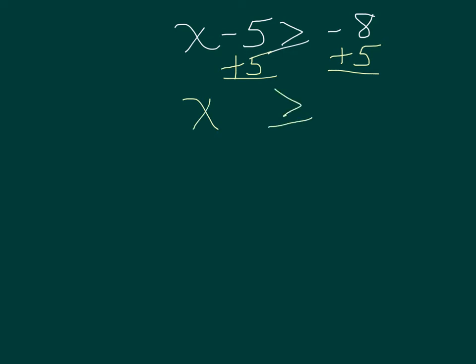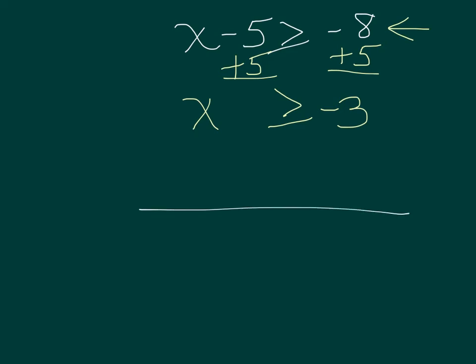What is negative 8 plus 5? Remember, the signs are different. So we subtract the numbers. 8 minus 5 is 3. And we keep the sign of the larger absolute value, of course. Larger number, which is 8. So we'll keep the sign of that. It's negative 3. So we have x is greater than or equal to negative 3.